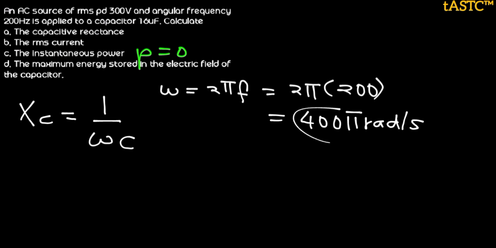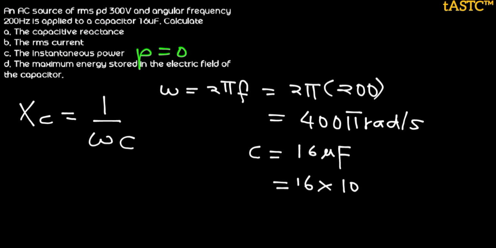So we need to plug 400 pi into this equation. And we also know that the capacitance which was given to us is equal to 16 microfarads. Now we need to change this to full form, so this should be 16 multiplied by 10 to the negative 6, because a micro is multiplied by 10 to the negative 6.